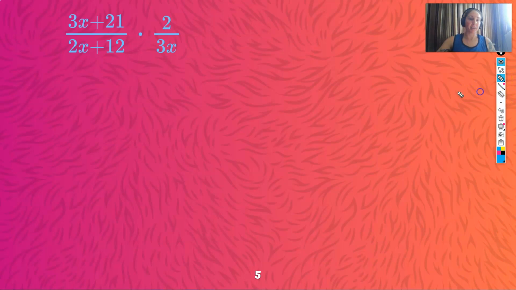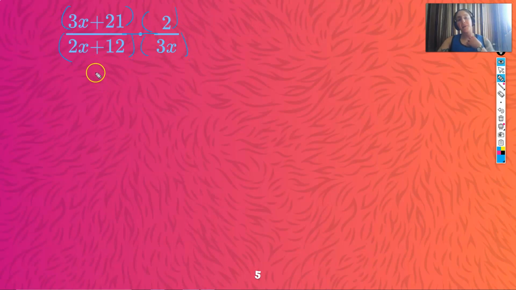So now let's look at some linears. So 3x plus 21 over 2x plus 12. So I've got 2 binomials here multiplied by 2 over 3x. Well, multiplying is actually, like I said, we're just going to slam these together. So I'm just going to put that fraction bar all the way across.